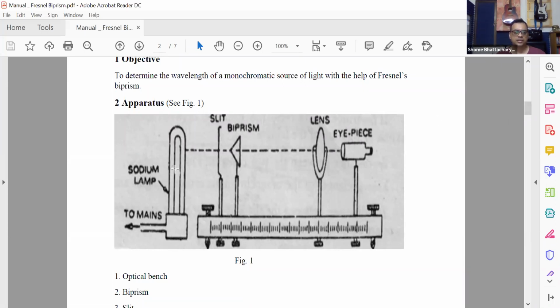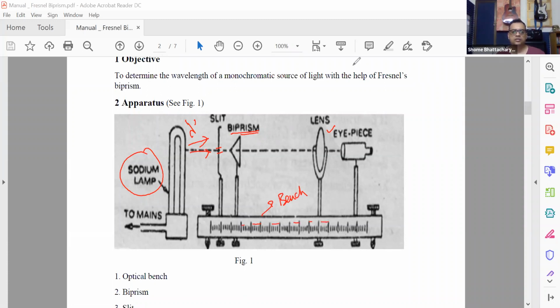The apparatus consists of, as you can see here, a sodium vapor lamp. So you have the sodium vapor lamp which is producing the monochromatic light of wavelength lambda, and you have that single slit over here which is going through the biprism, and we also make use of a lens. I'll show you where. And we make use of an eyepiece, and there's an optical bench which is used to accurately measure the distances between the different things and all that.